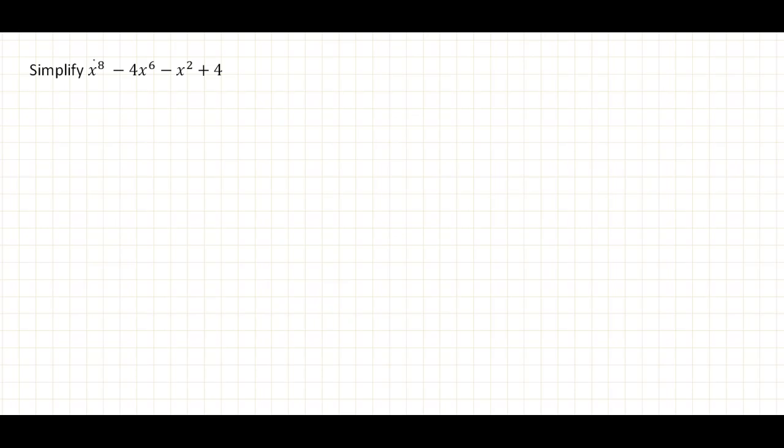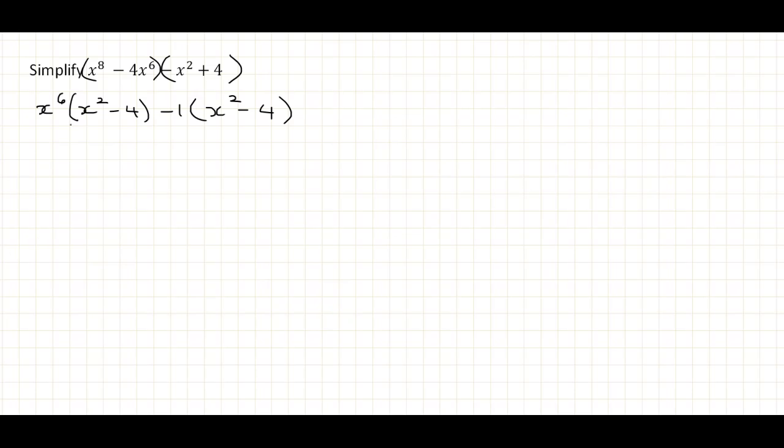Let's group our common terms together. So we have x to the power of 6 as a common factor. So we have x to the power of 6. And then that's our greatest common factor. And we're left with x squared minus 4. And then minus 1. And then we have x squared minus 4.